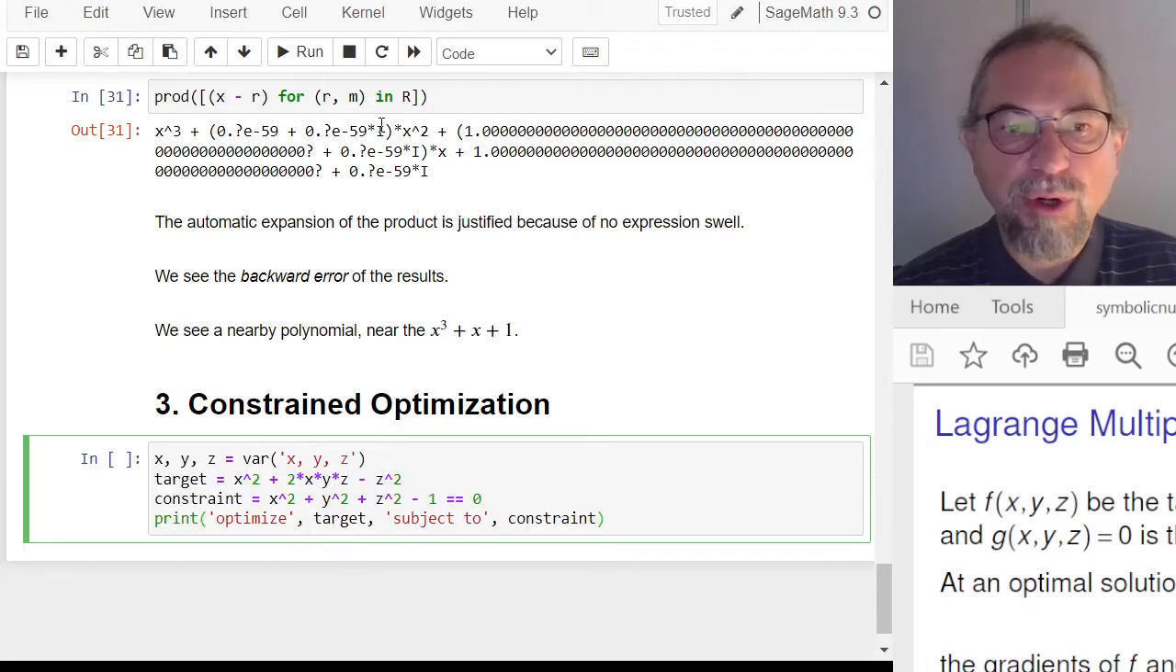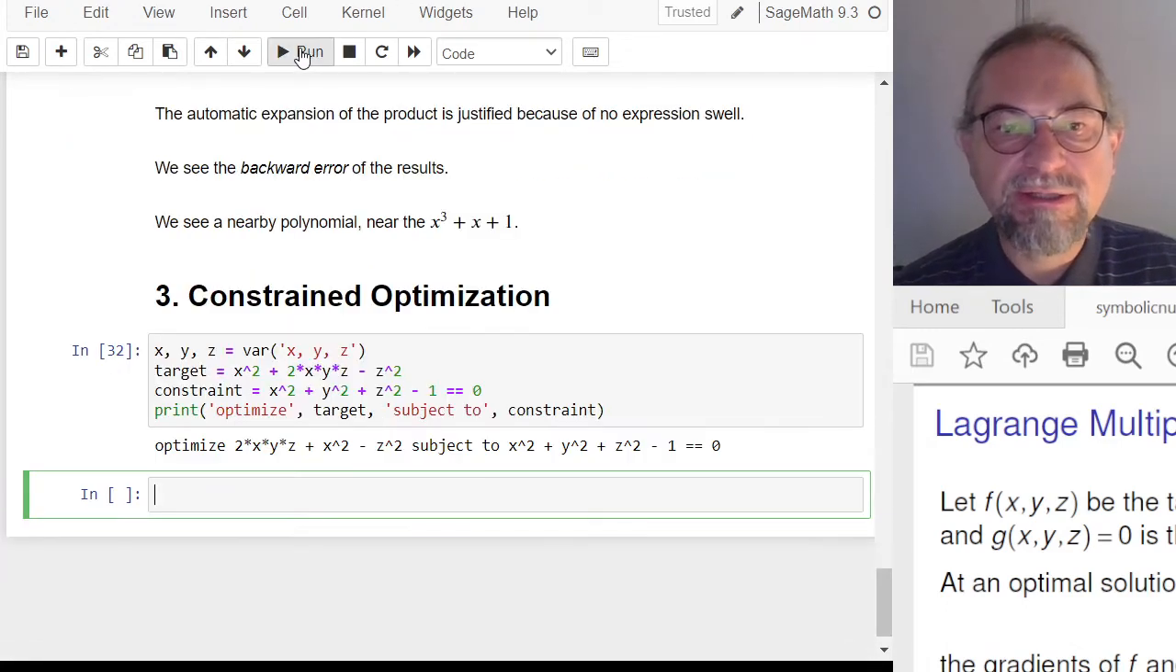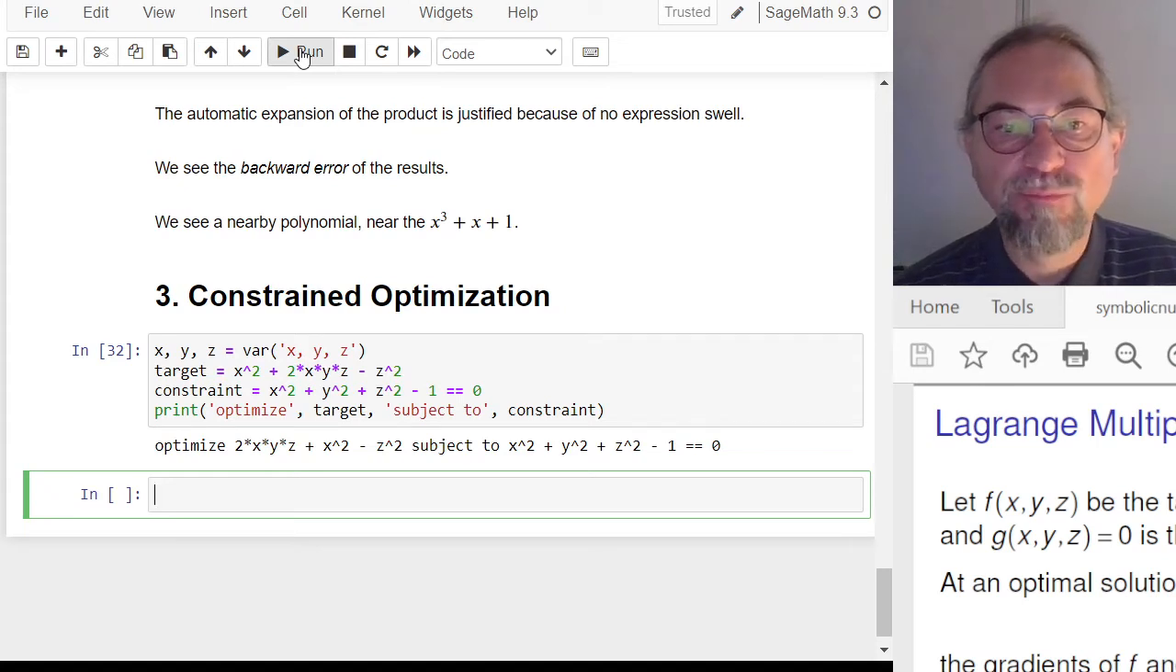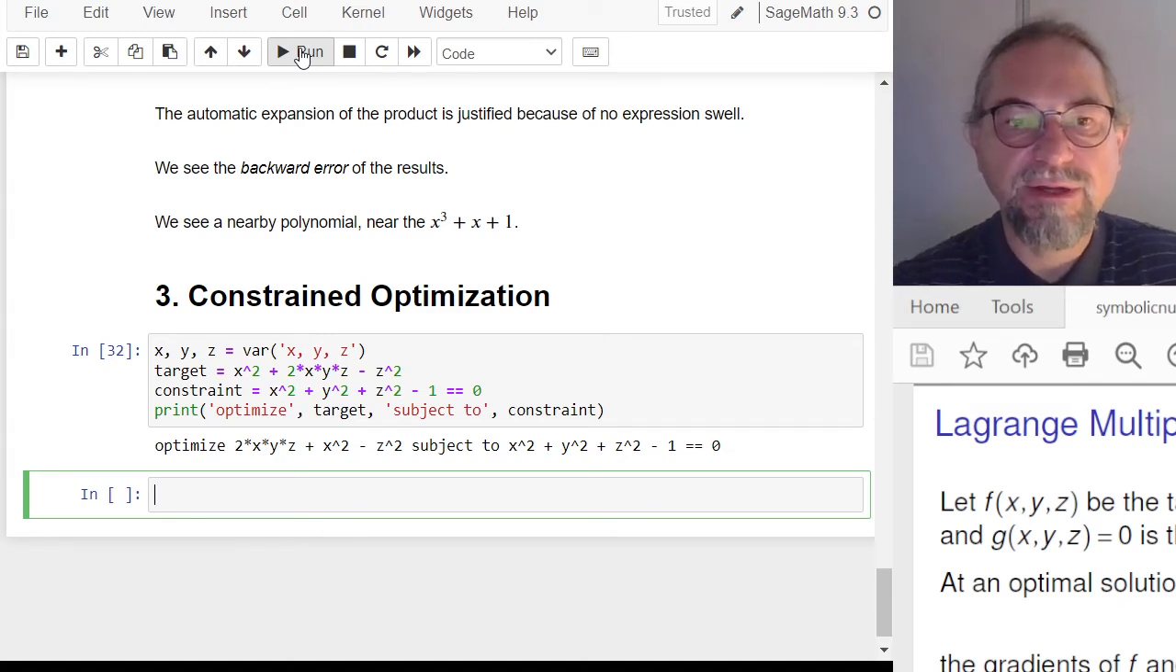So here is our problem. The constraint is a sphere, x squared plus y squared plus z squared minus 1. So this is our equation. And we want to optimize the target for this. So this is our problem. Let me try to visualize this. So I have a plot of the sphere.